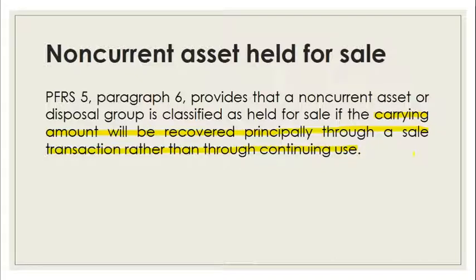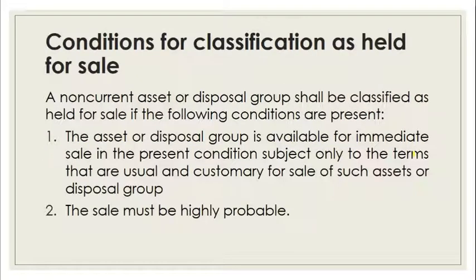So what are the conditions for the classification as held for sale? So we have two conditions. First, the asset or the disposal group should be available for immediate sale. Meaning, if naganahan mo palit ana niya karon, is of course ready na siya nga imong ibaligya. So, again, it is available for immediate sale in its present condition, subject only to the terms that are usual and customary for sale of such asset or disposal group.